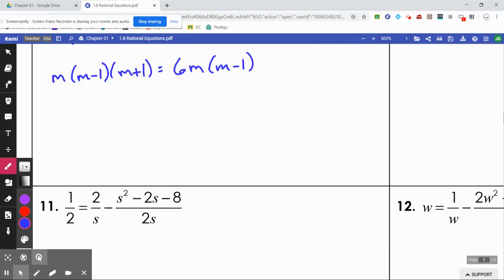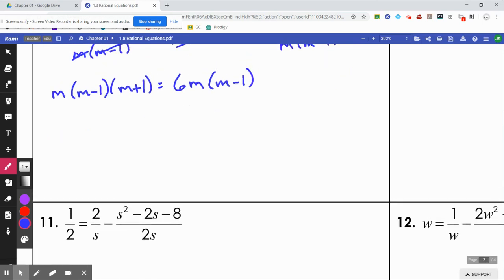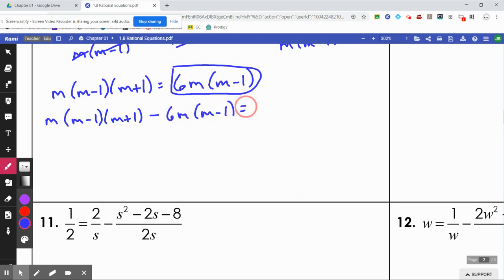Okay, now I'm going to show you a trick because this is not a normal linear equation, so I'm going to move everything to the same side. And I'm going to show you a trick that you can actually use throughout this course. This might pop up a few times. So this whole term comes over and becomes a minus 6m times m minus 1.